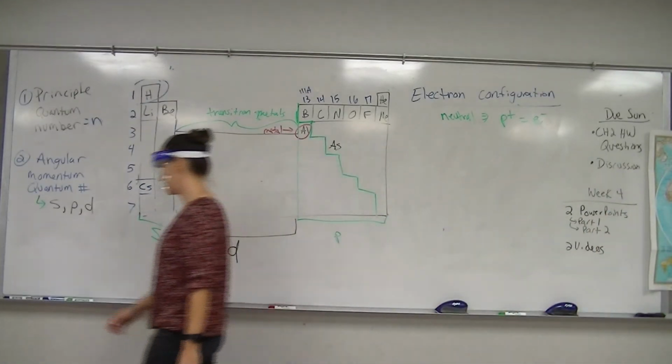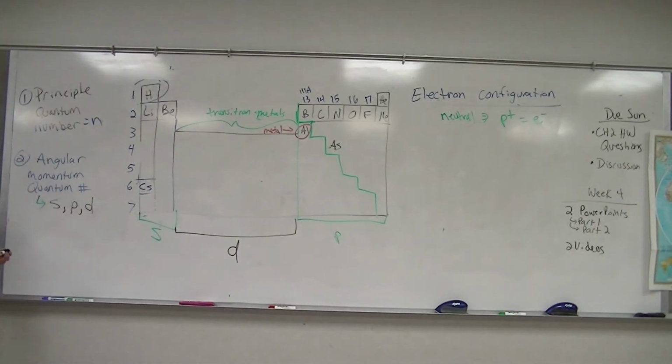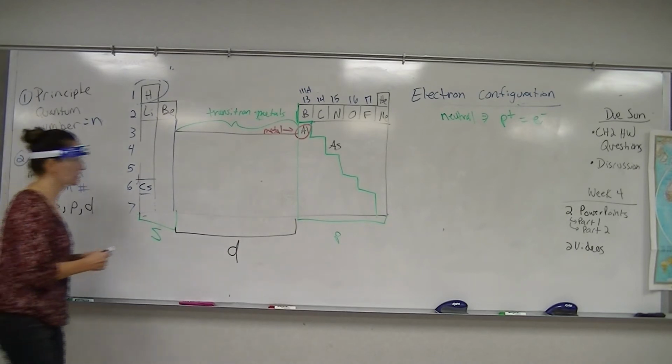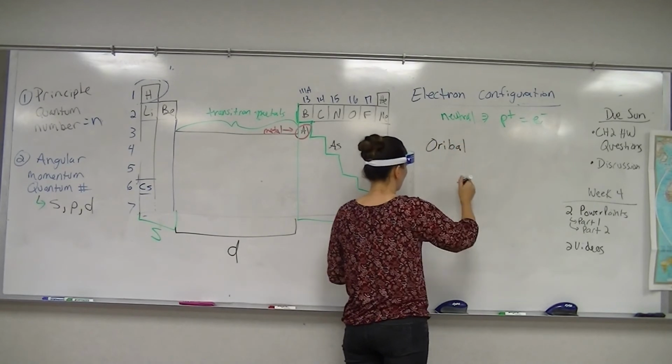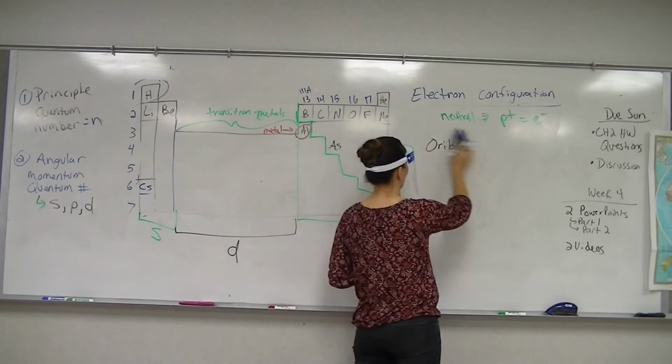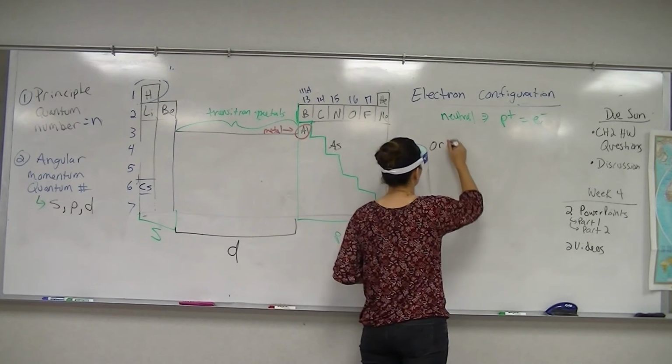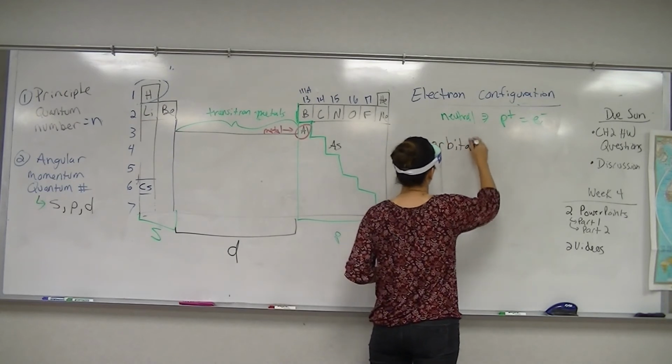All right, so how are we going to do this? Well, first off, we need to talk a little bit about orbitals. All right, so an orbital is, it's not spelled orbital. See, I can't talk and write it at the same time. Oh, there we go.